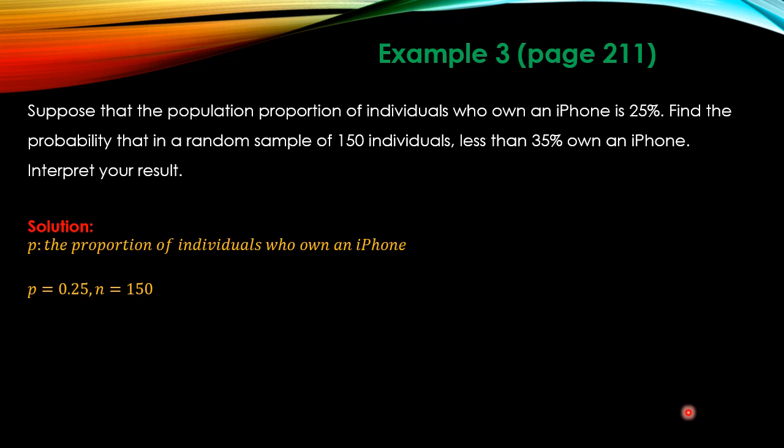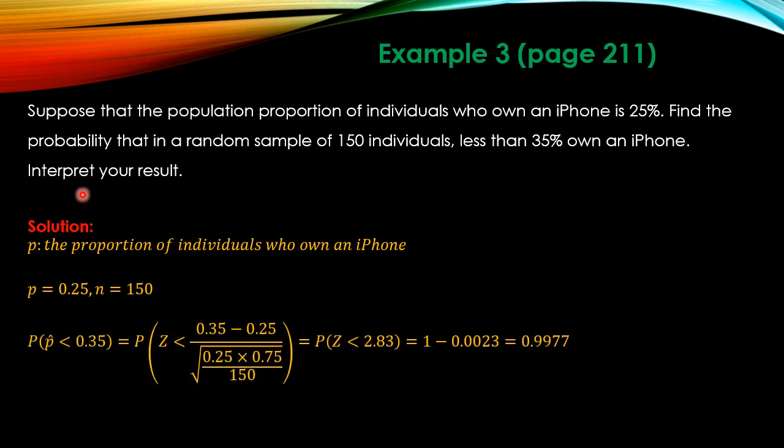Okay, next example 3. Suppose that the population proportion of individuals who own an iPhone is 25%. Find the probability that in a random sample of 150 individuals, less than 35% own an iPhone. Interpret your answer. So here, p is the population proportion of individuals who own an iPhone. So we have p equal to 25% or 0.25, and the sample size n is 150.